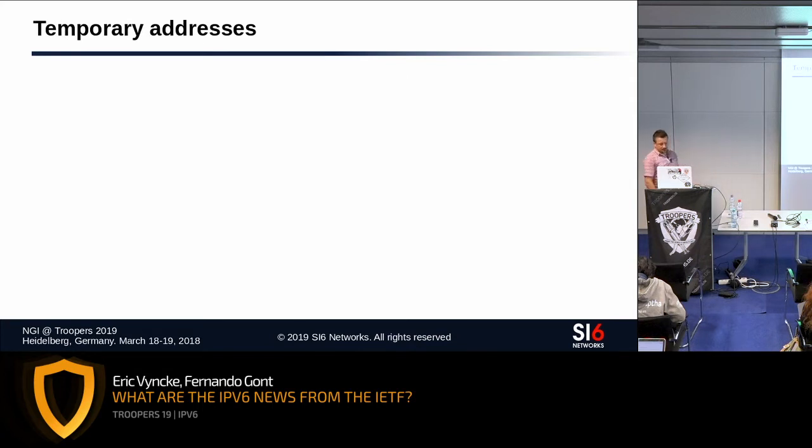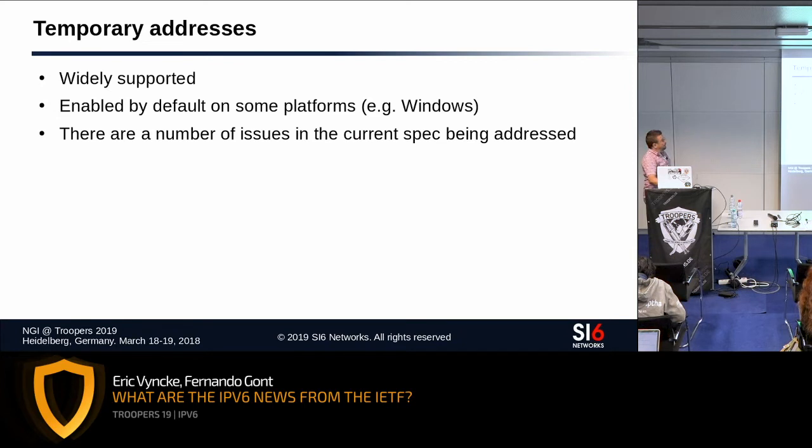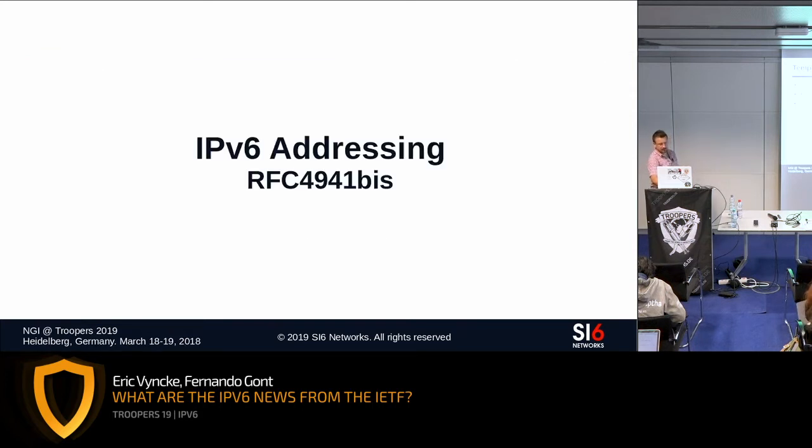Then temporary addresses. Temporary addresses are widely supported. They are enabled by default on some platforms, not on all of them. Windows is one of the examples where temporary addresses are enabled. But there are a number of issues in the spec itself. So it's not implementation flaws, but actually in the spec itself there are things that should be improved. And this is what comes in the next slides.